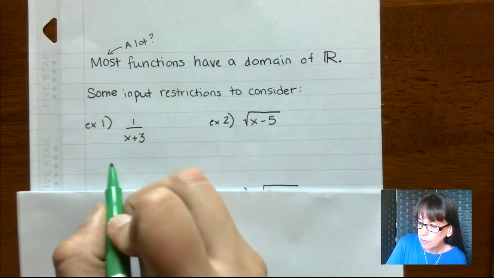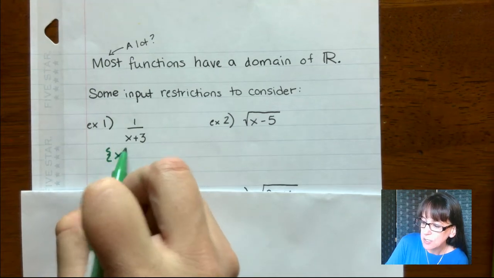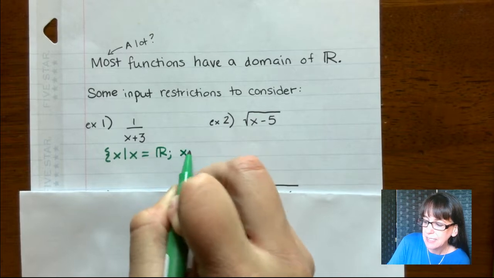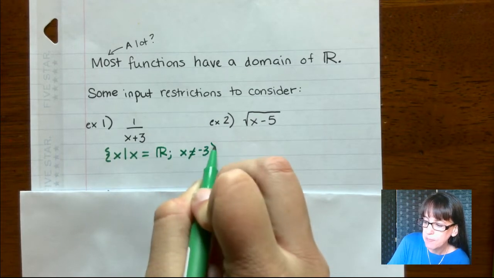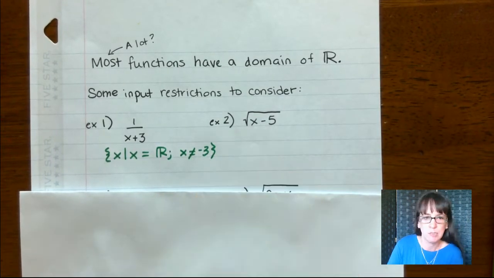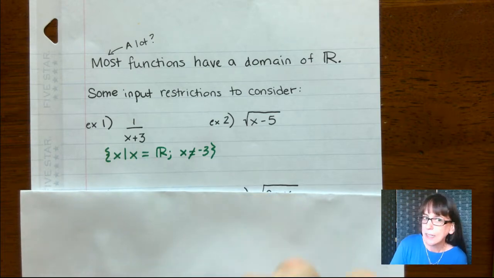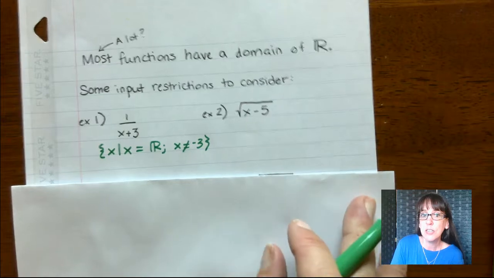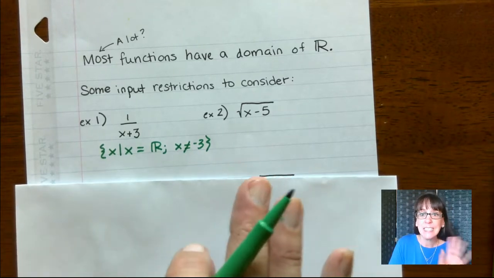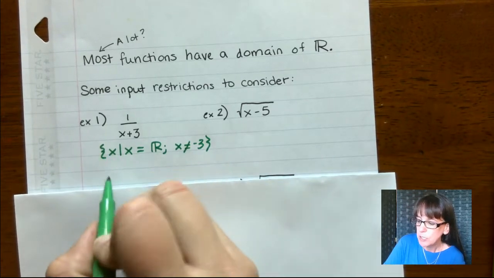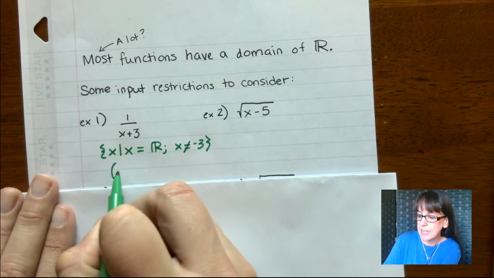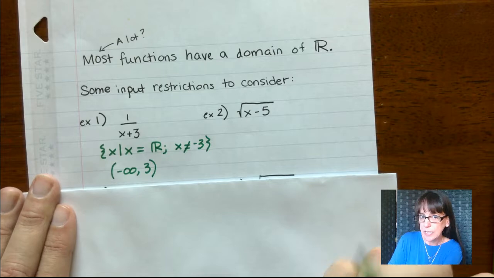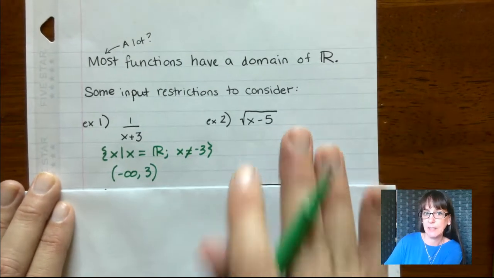So the way that we would write that is x such that x equals all real numbers except x cannot equal -3. Okay, that is set builder notation. Let's talk interval notation. On interval notation, we can have everything except for -3. So what we do is we write it like this. We say, okay, -infinity all the way up to -3, but -3 is not included, so I'm putting a parenthesis around that.